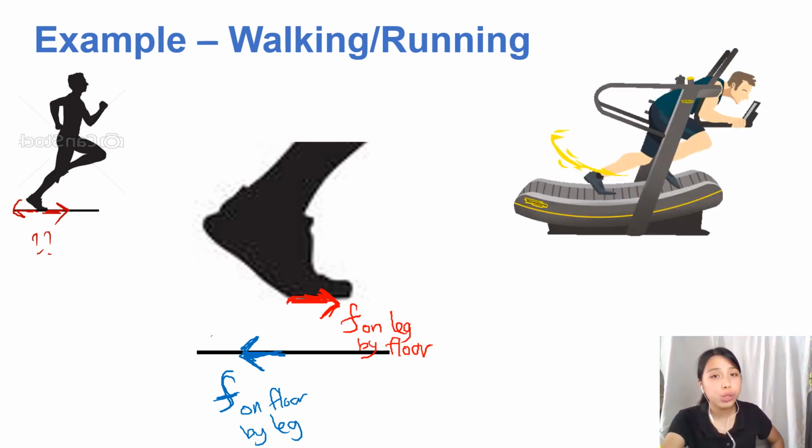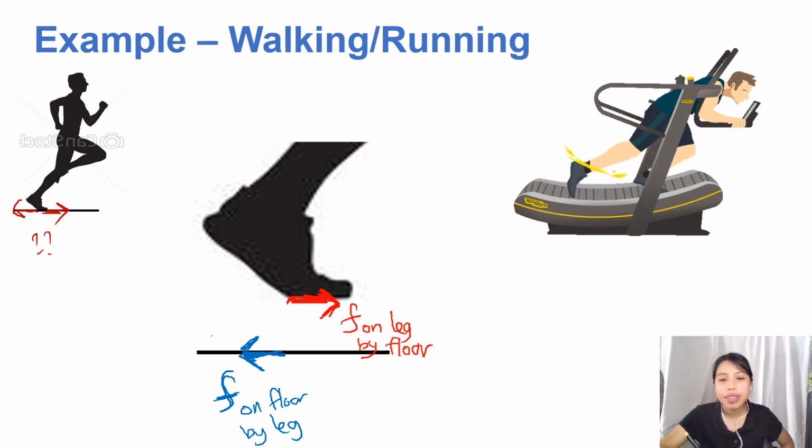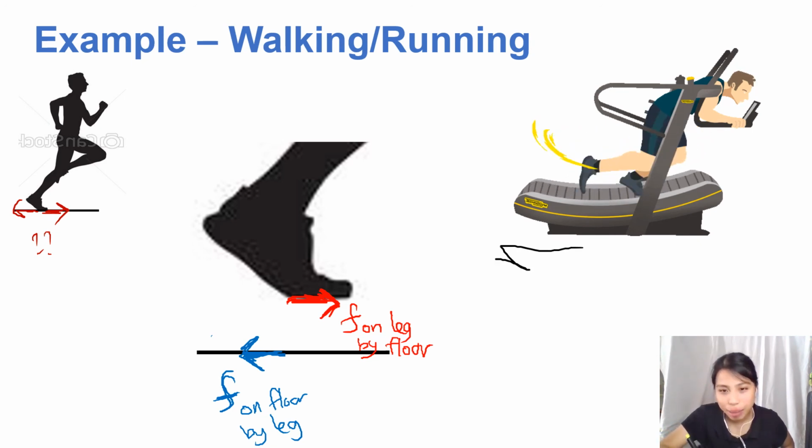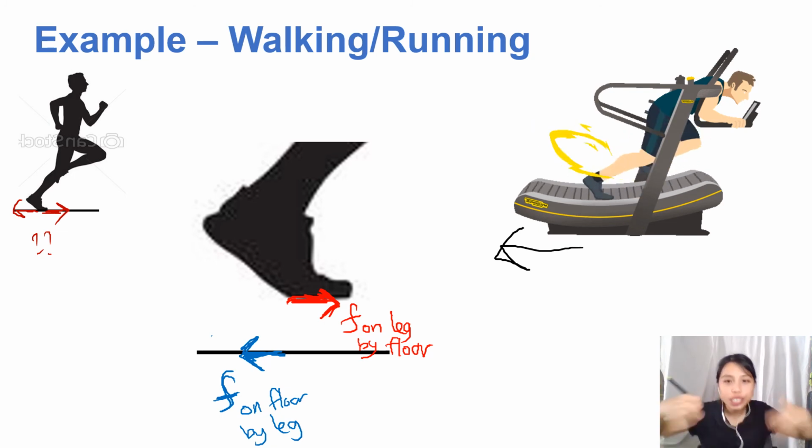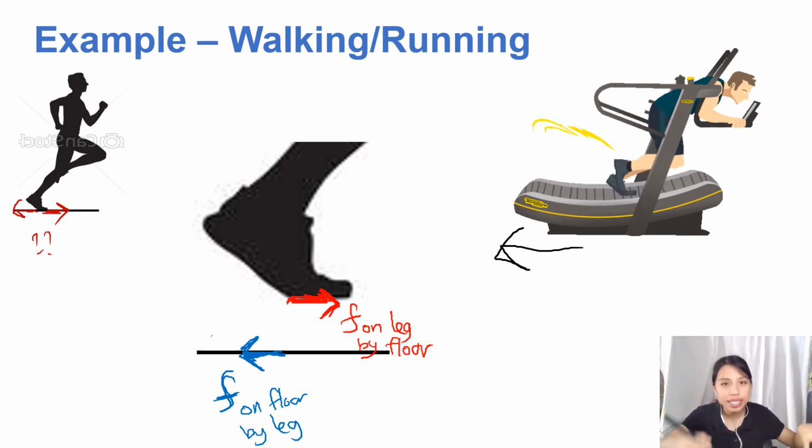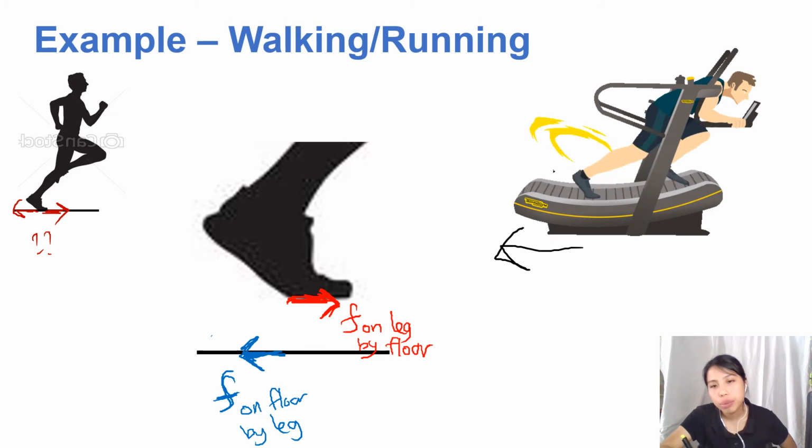But next time you go to the gym, you see people running like that. Notice how the conveyor belt is just moving backwards, because this person is pushing the floor behind him.